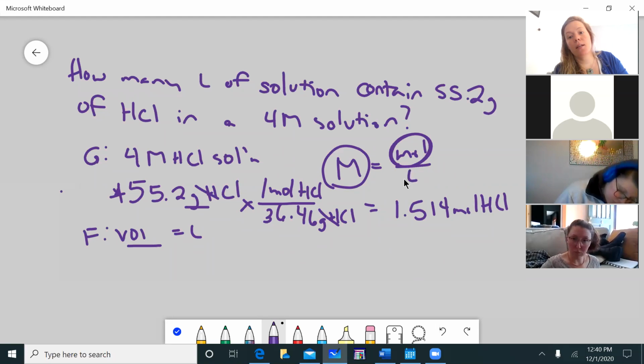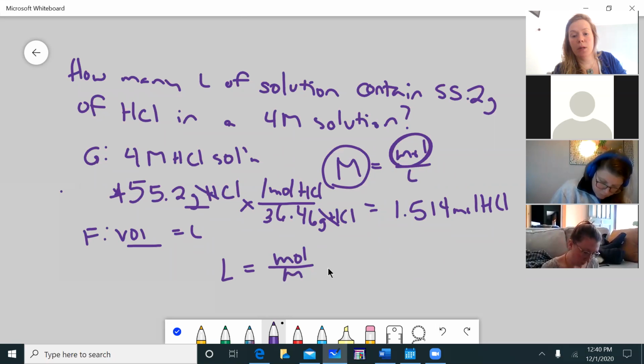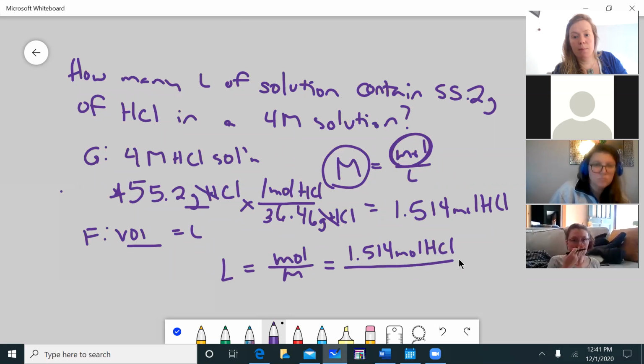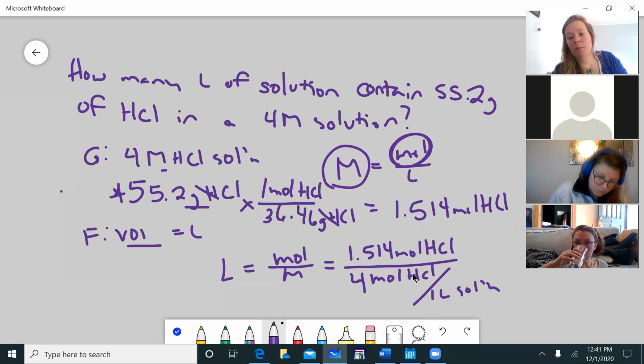Now, if I want to isolate for liters here, liter will equal mole over molarity, right? Or mole divided by molarity. So I take my mole value, which is 1.514 moles of HCl, and I divide it by my molarity, which we said was a 4 molar solution. And remember, molarity would be 4 moles of HCl for every 1 liter of solution. So you can even see here when you write it this way instead of with the big M, that the mole units will cancel and you'll be left with units of liters.